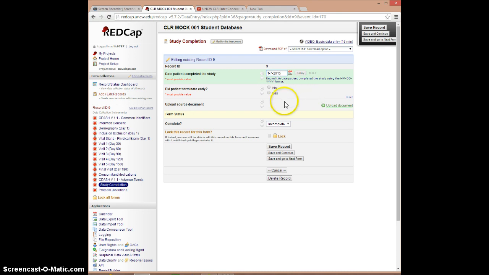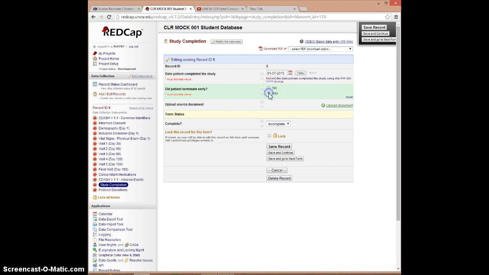So in this case, we're saying the patient completed in January, and we're then going to say, did the patient terminate early? And we'll say no. Well, I'm going to tell you that I actually set it up so this patient did terminate early, and part of what you're going to be finding as you do your data review and your QC is that this information does not match up, and the patient should have some early termination information in here.